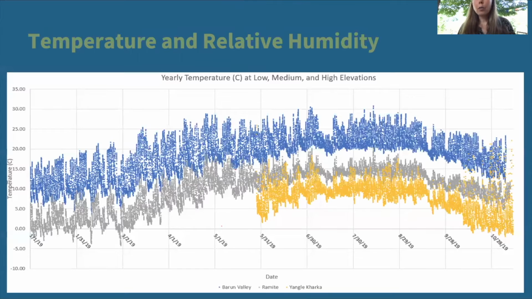We are largely focused on bioacoustic data analysis, but we also are collecting other data. Temperature and relative humidity are very important. We have 15-minute time series of these variables, and you can see here at 3 different elevations in the Barun Valley, the elevation changes over about a year.